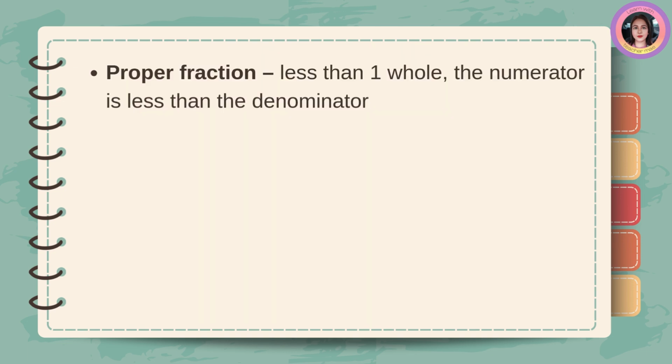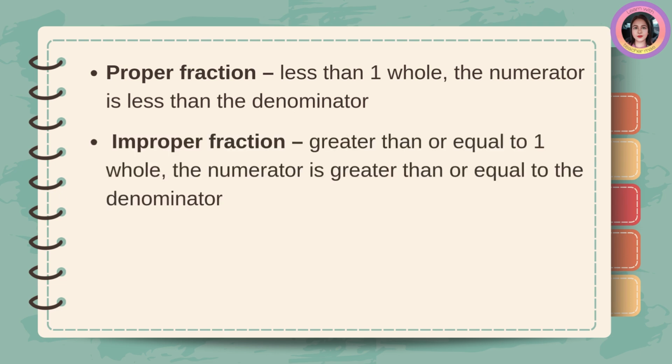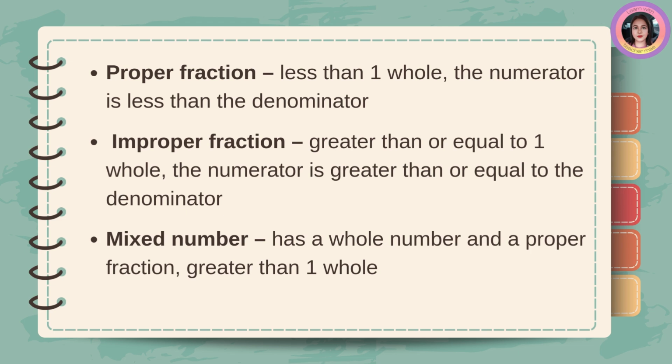Proper fraction. Fraction less than 1 whole. The numerator is less than the denominator. Improper fraction. Fraction greater than or equal to 1 whole. The numerator is greater than or equal to the denominator. Mixed number. Fraction that has a whole number and a proper fraction, greater than 1 whole.